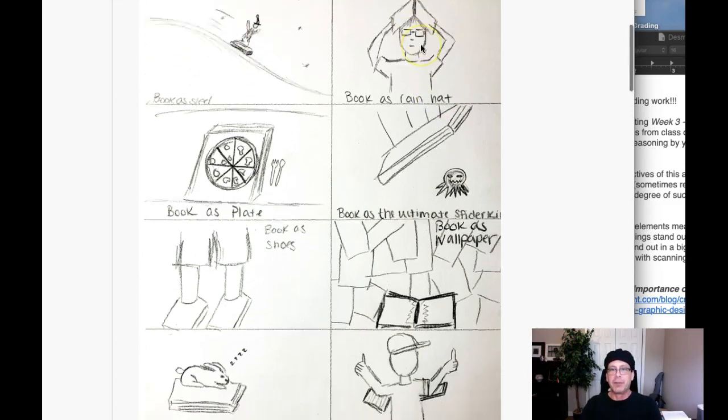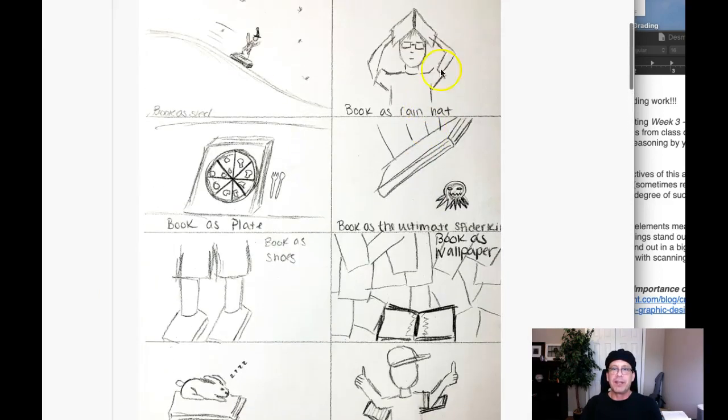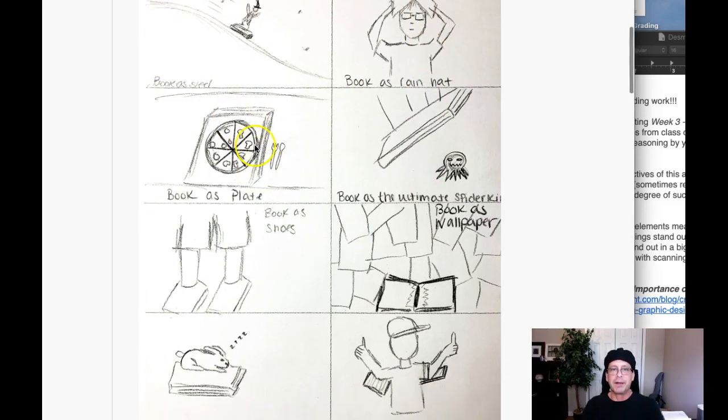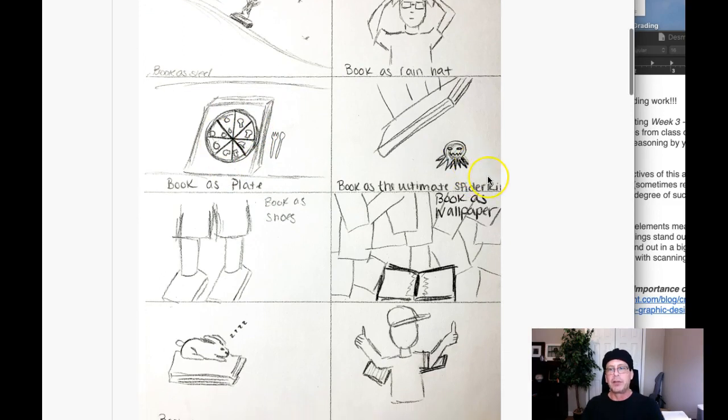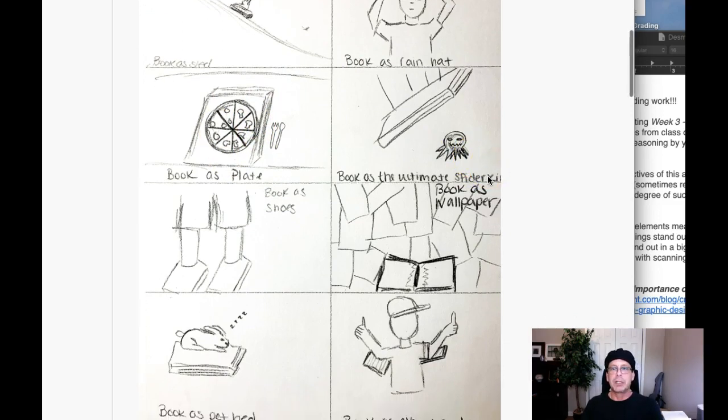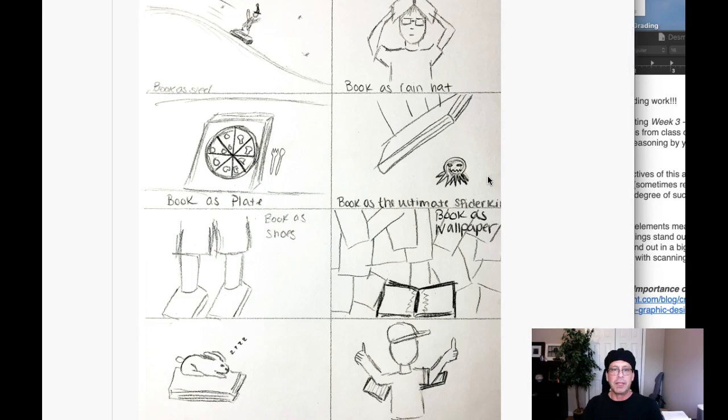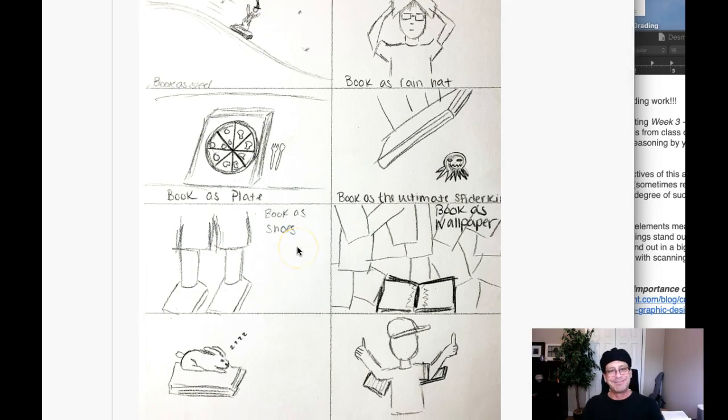I've seen this done too. I think one of your classmates had mentioned that they had seen this. So again, how do you set it up? How do you deliver it? How do you illustrate it? Book as a plate, that's a good one right there. A book as the ultimate spider killer. Sure. I can see the setup there. Definitely. Book as shoes. Yeah, I don't know. Not so much.